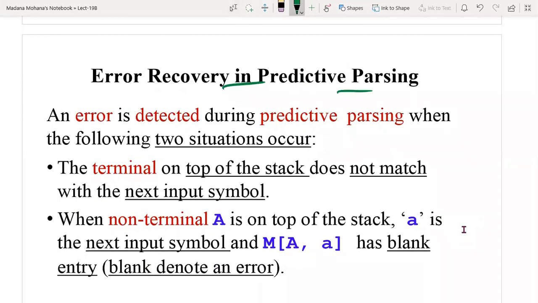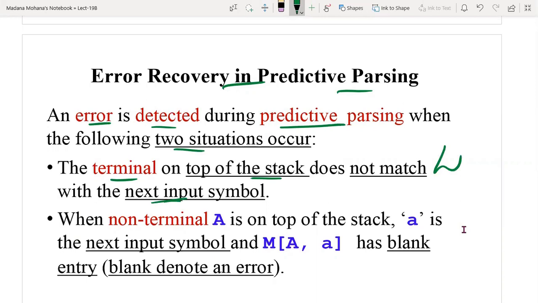We already discussed various error recovery mechanisms in the top-down parser. Now, in the predictive parser also, how to handle error recovery. Here you can see, an error is detected during predictive parsing when the following two situations occur. The first condition is that the terminal on top of the stack does not match the next input symbol.